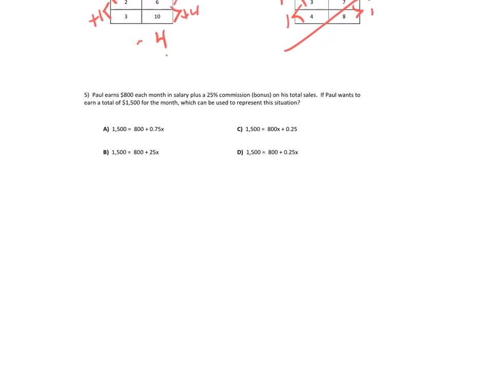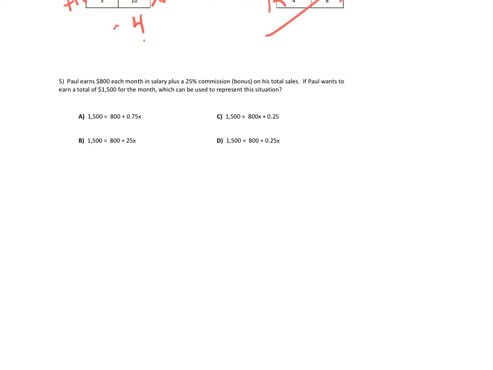Okay. Number 5, Paul earns $800 each month in salary plus a 25% commission on his total sales. If Paul wants to earn a total of $1,500 each month, which situation can represent the situation? Okay. Key, each month. Each means multiply. Okay. This is a bonus. This is like a fee or an extra add-on.